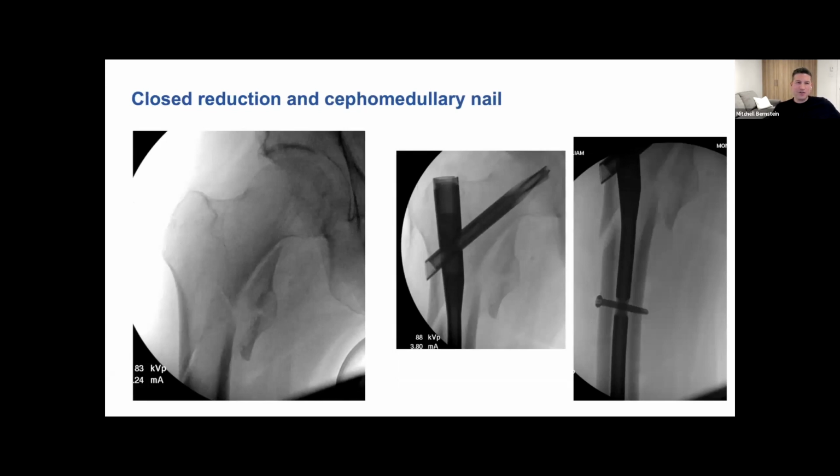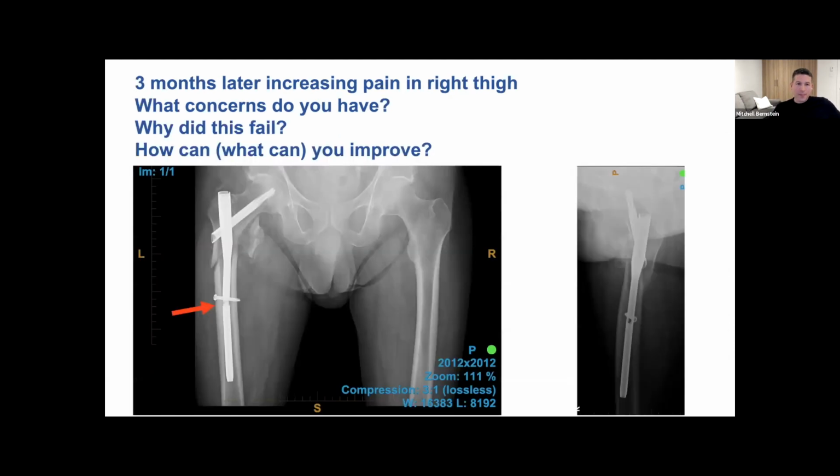He has a closed reduction and cephalomedullary nail. These are the intraoperative X-rays that the other surgeons got. And then this is 3 months, increasing pain, right thigh. I have an arrow to show you the nail is broken. We're not going to tease that out. The nail is broken at 3 months. What concerns do you have? Why did this fail? Can you improve this, and how can you improve this?